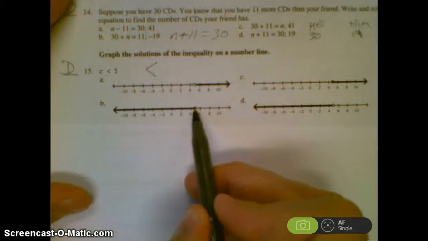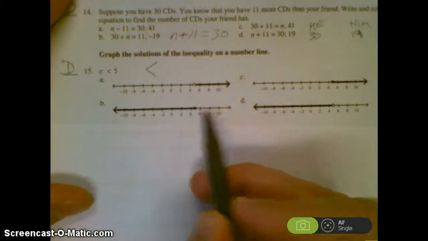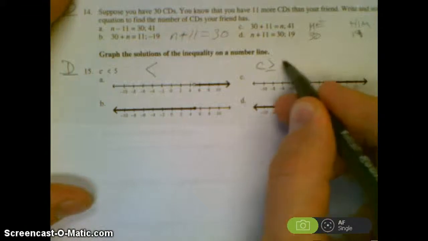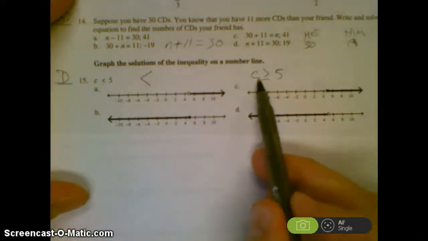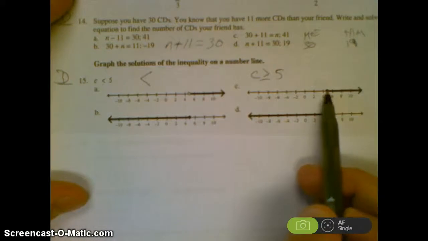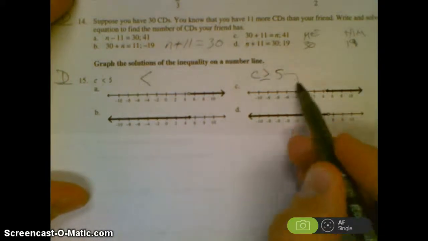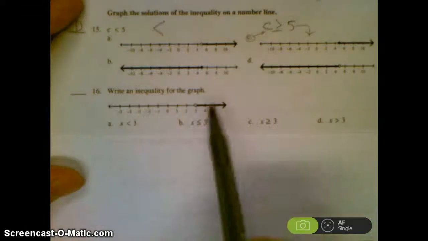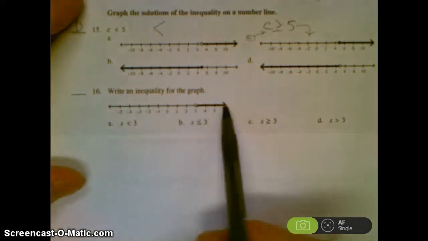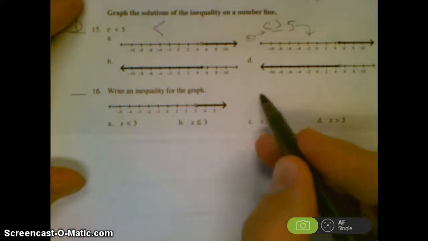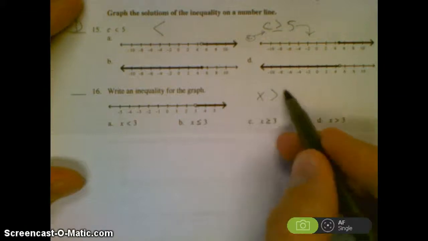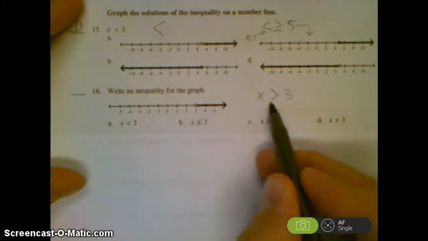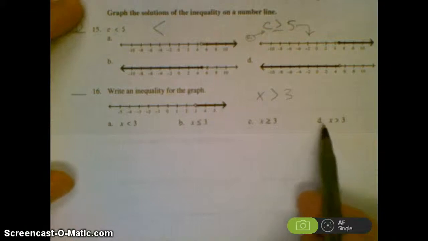This closed circle would mean less than or equal to. So if I said something like C is greater than or equal to 5, I'm saying now C could be 5. C could be 5 or anything greater than 5. This one is option C. The graph of this inequality is option C. Here we are, we're looking at numbers greater than 3, excuse me. X is a bunch of numbers greater than 3, but not 3, so there's no line there. So the answer is going to be D.